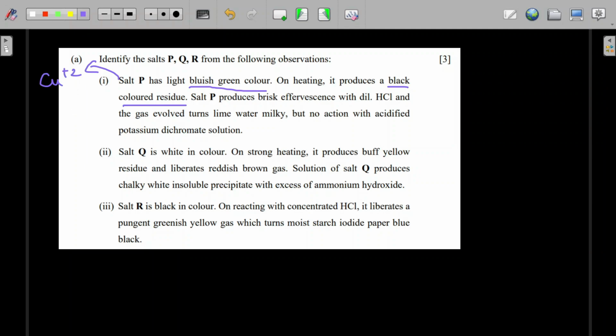The gas turns lime water milky, but has no action with dichromate. It's CO2, so that would be the carbonate ion. Correct. Now you have to write the compound. You have to identify the salt. Copper carbonate. Copper(II) carbonate.